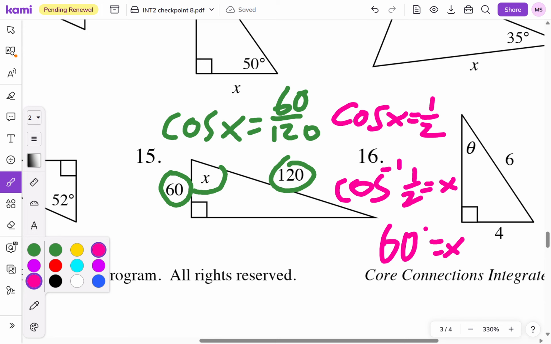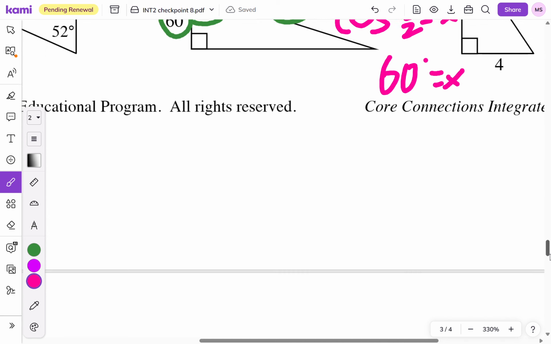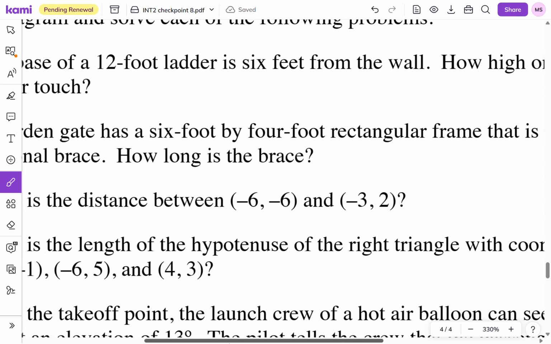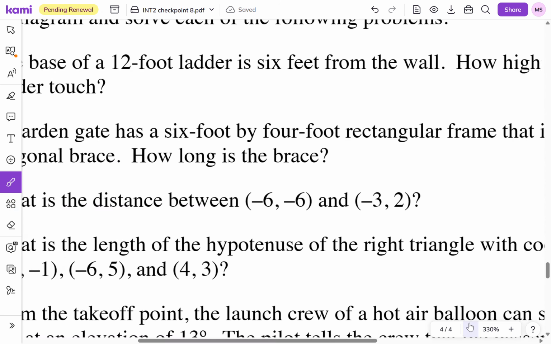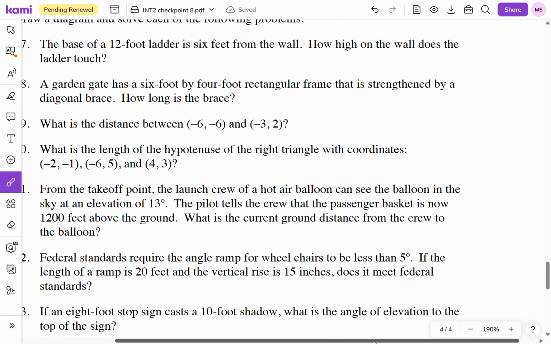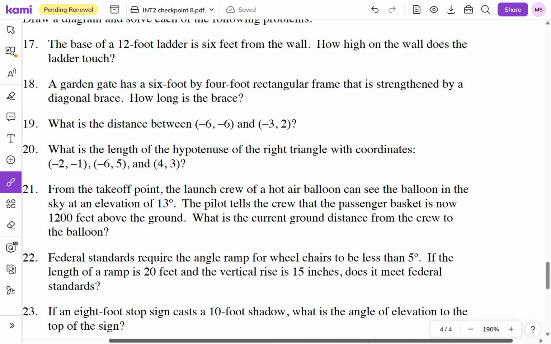I said I would do one of the word problems, and the reason why is because distance formulas and finding distances are very important. And this one does kind of suck because we kind of need a grid, but I'll see if I can make it clear to you without it. So this is number 20.